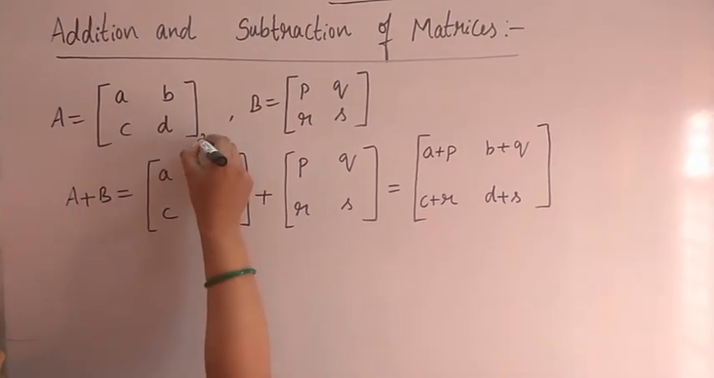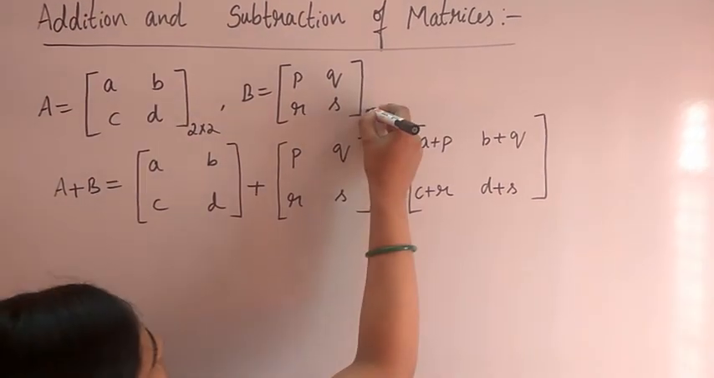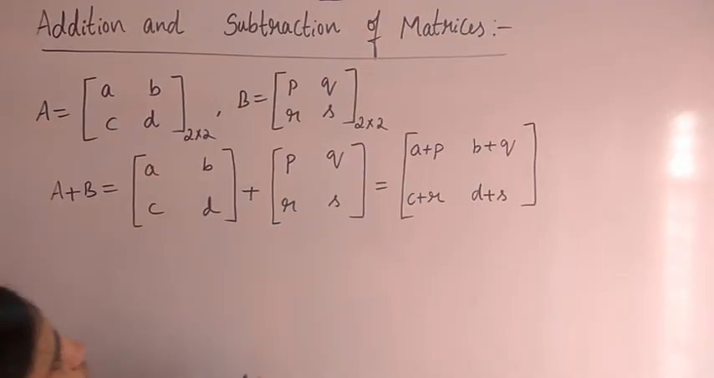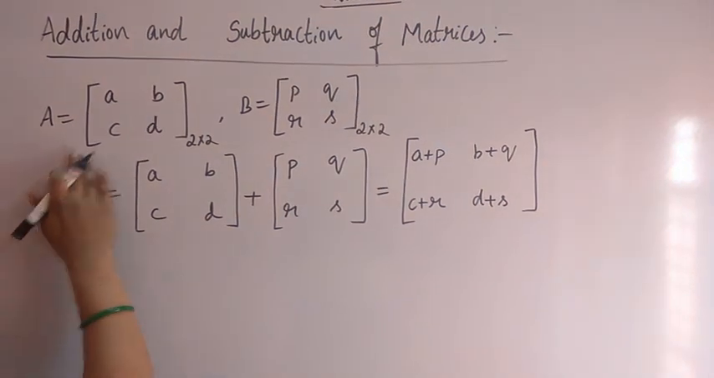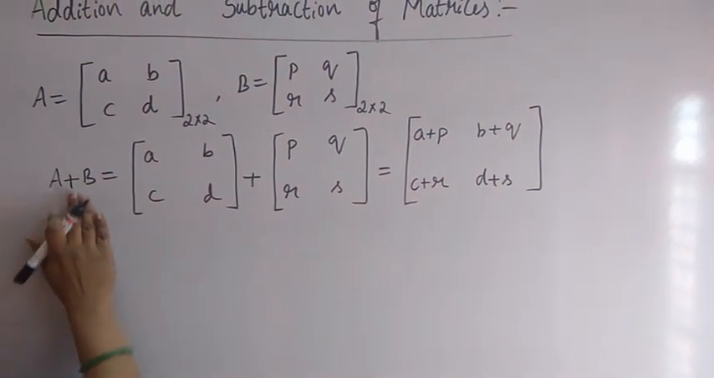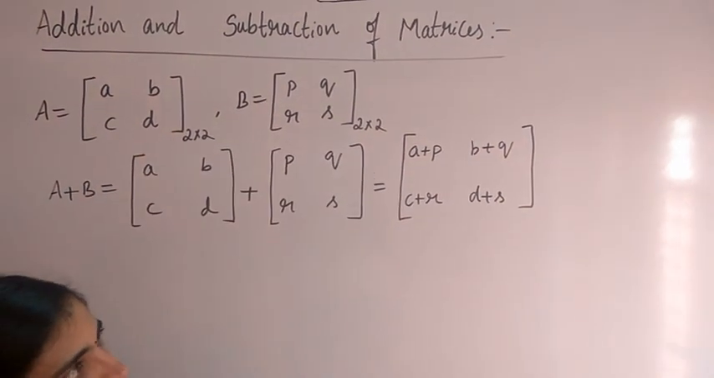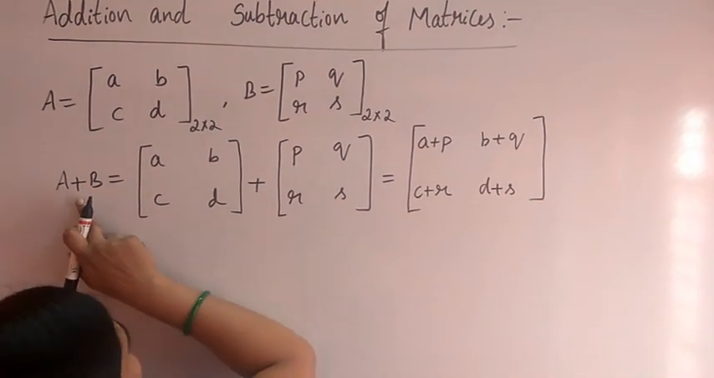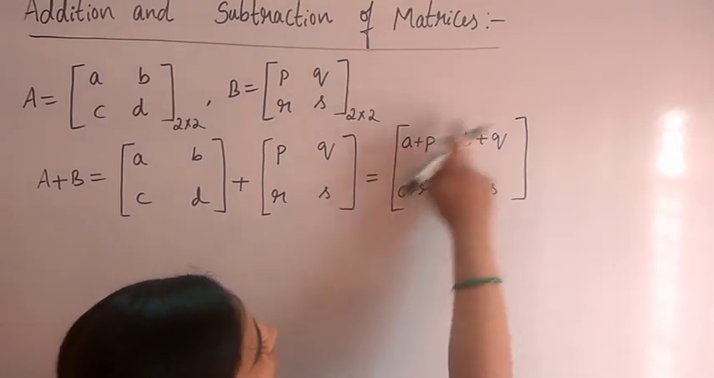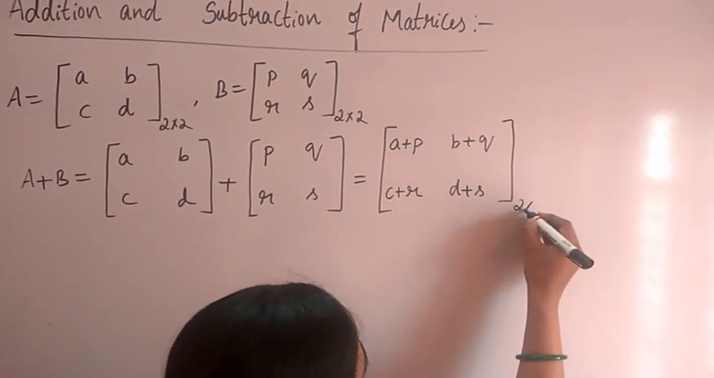Here the order of A is 2 cross 2, and the order of B is 2 cross 2. So when we take the addition of these two matrices, the resulting matrix also has the same order as that of A and B. See here, A plus B we have completed. What is the order of A plus B now? 2 cross 2.